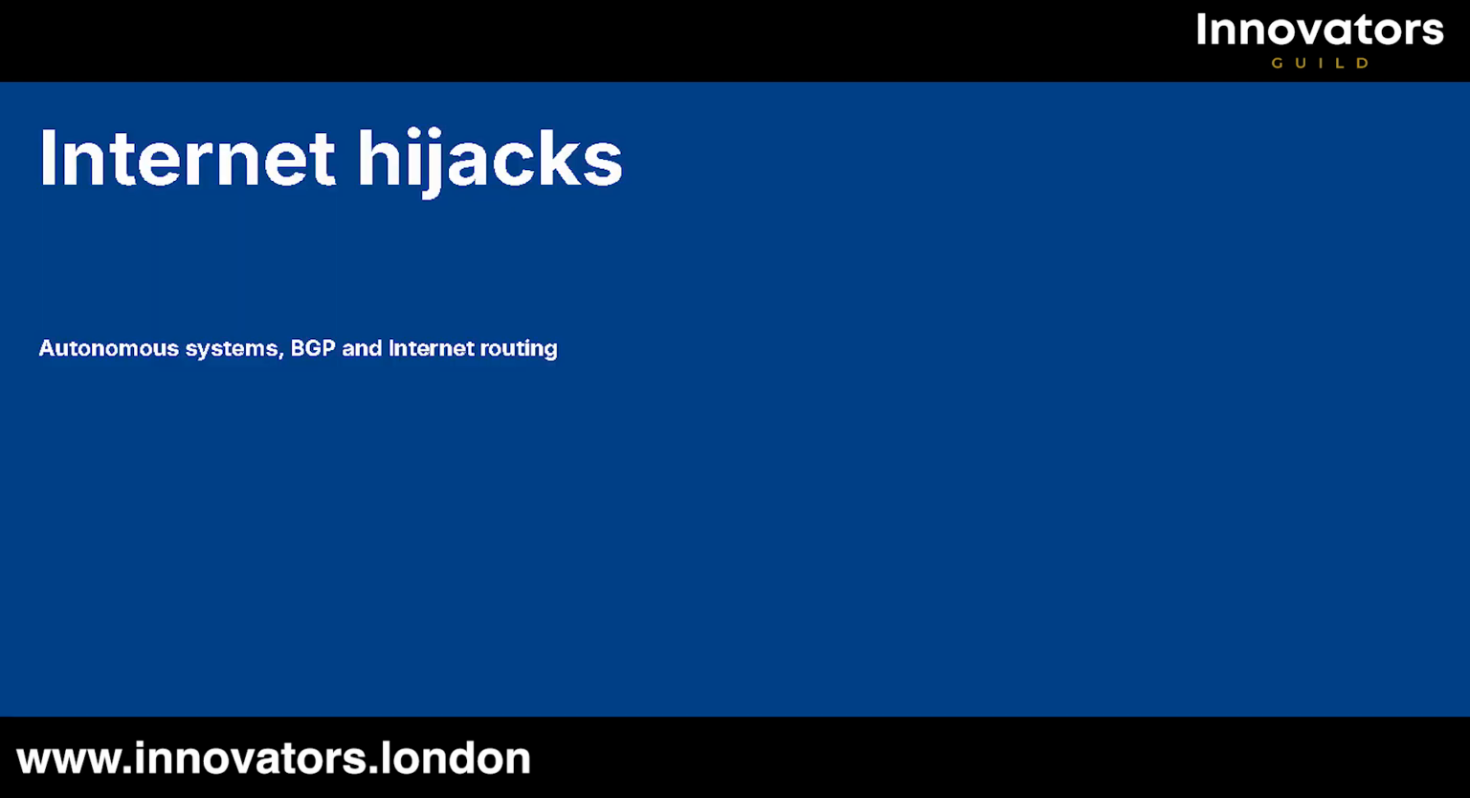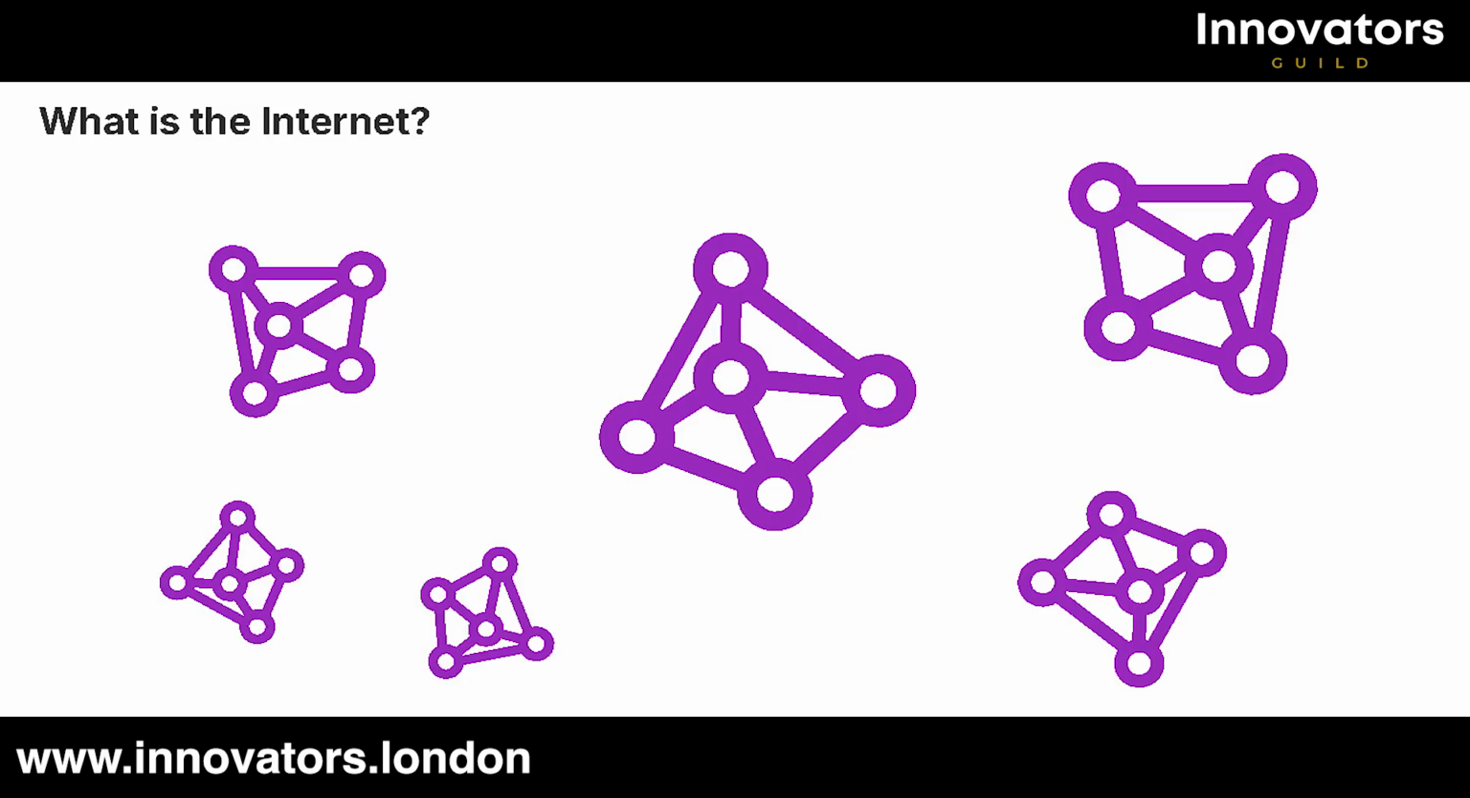Cool. So now let's talk about internet hijacks. Who knows how the internet works? The internet is, I think, almost the only successful example of a fully distributed system. We see blockchain, but it has something else. So the internet is a network of networks. There is no central location of the internet.